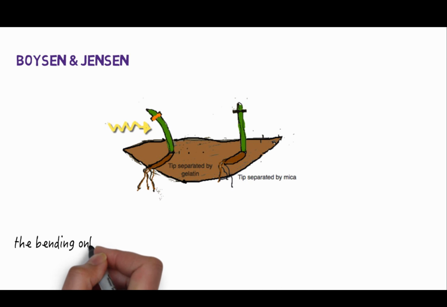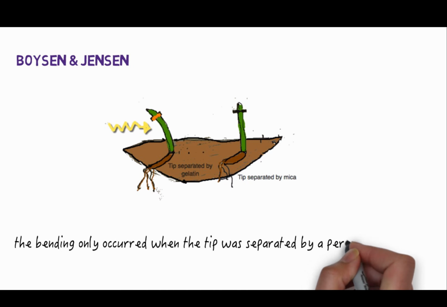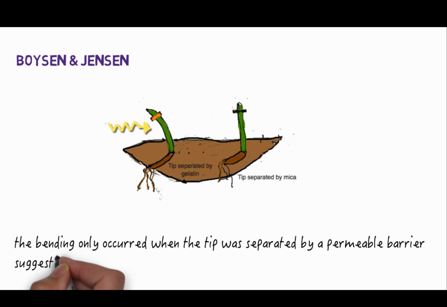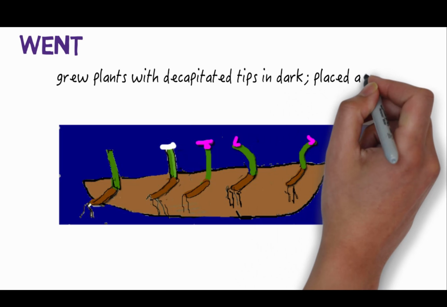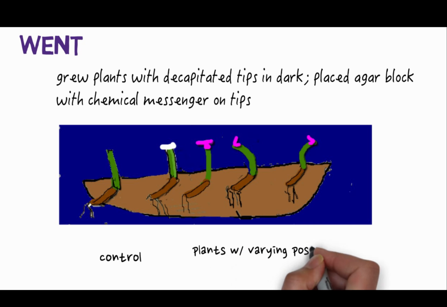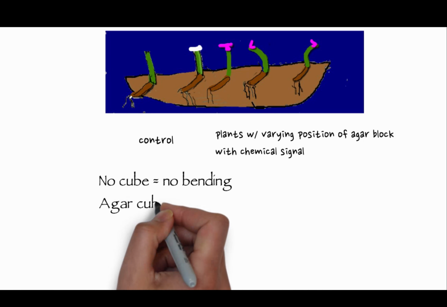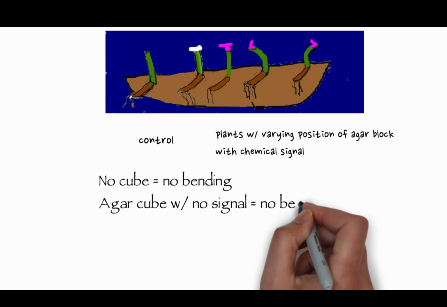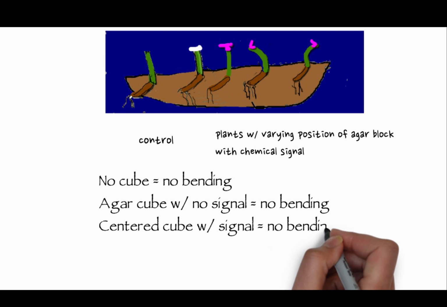These findings were expanded by Boysen-Jensen, who concluded that the bending only occurred when the tip was separated by a permeable barrier, suggesting that the signal was a mobile chemical. In 1926, Went further expanded upon these studies by isolating the chemical messenger on the agar block. When he grew the plant with a decapitated tip in the dark, no bending occurred. No bending occurred on the plants that had a plain agar cube placed upon them and then placed in the dark, or on those that had the agar cube with a chemical messenger centered over the tip.